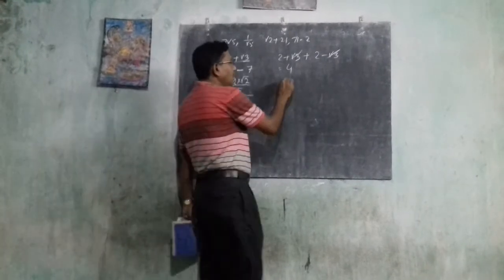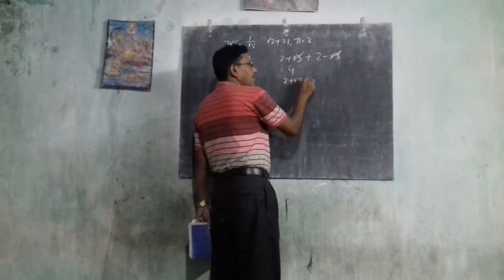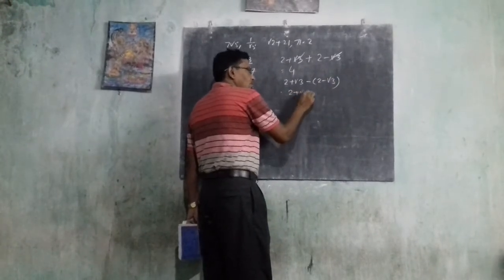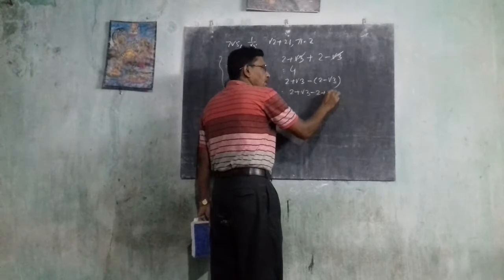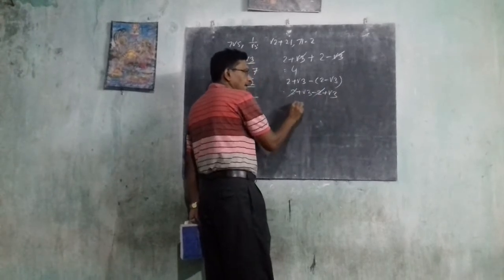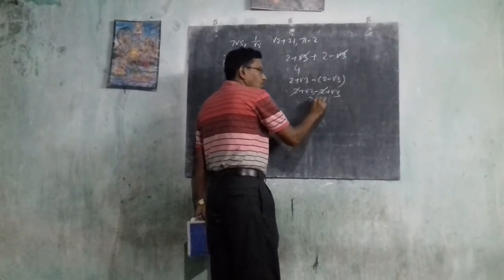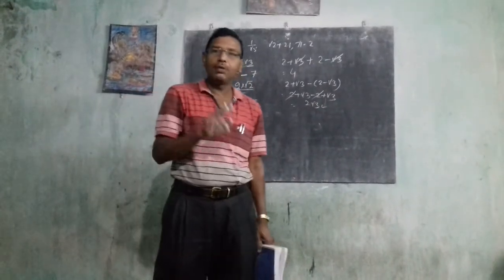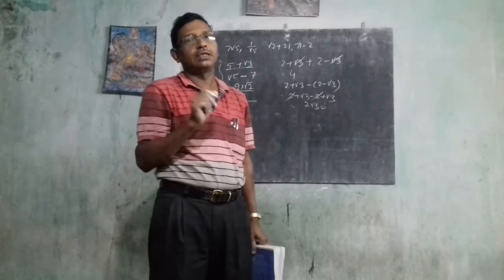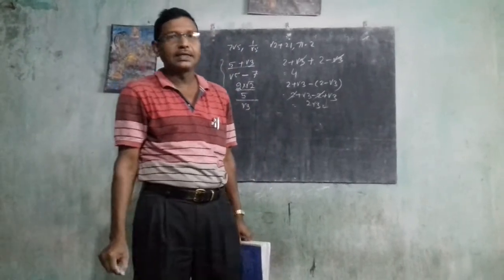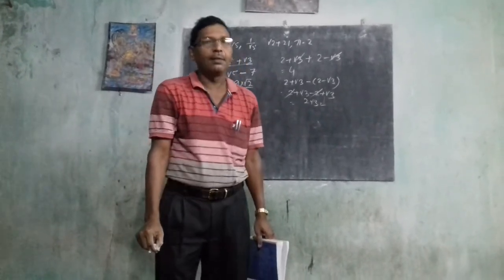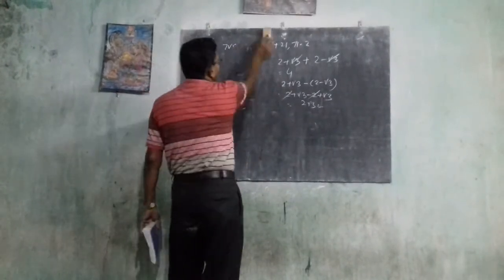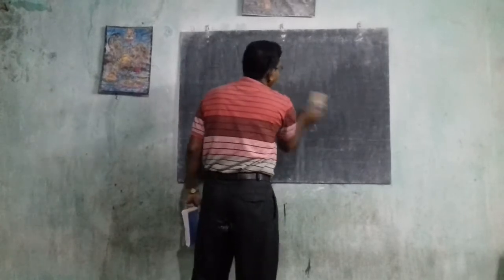And if you subtract them, 2 plus root 3 minus 2 minus root 3: minus 2 plus 2 cancel, and root 3 plus root 3 gives 2 root 3. It becomes irrational. So the sum, difference, product or division of two irrational numbers may be rational, may be irrational. Okay? Now more examples here.